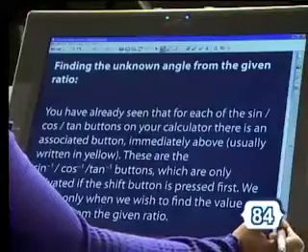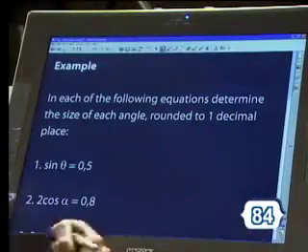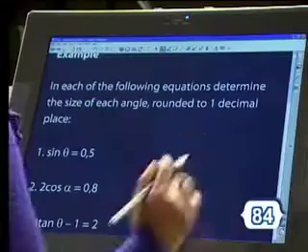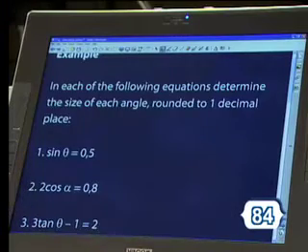We are now going to look at finding an unknown angle given the trig ratio. This is on page 84 of your workbook. Now the buttons immediately above your sine, cos and tan functions on your calculator can be used to help you work out the size of an angle. In order to do this, we will make use of the shift button on the calculator. So let's try the examples on page 84.